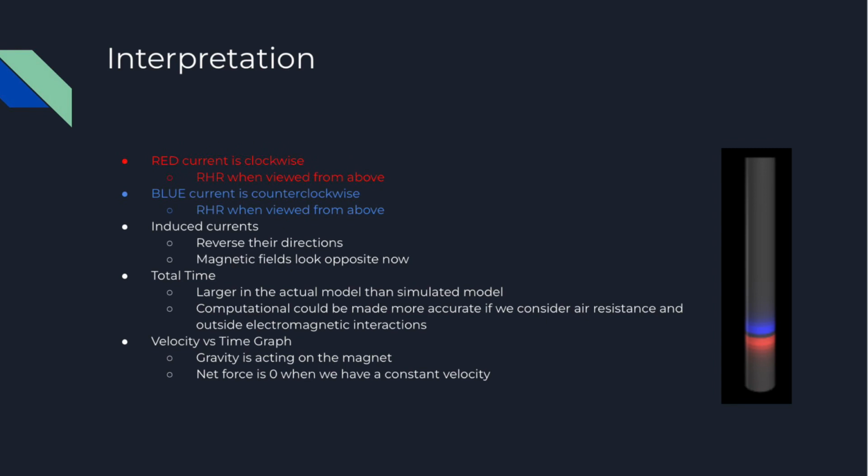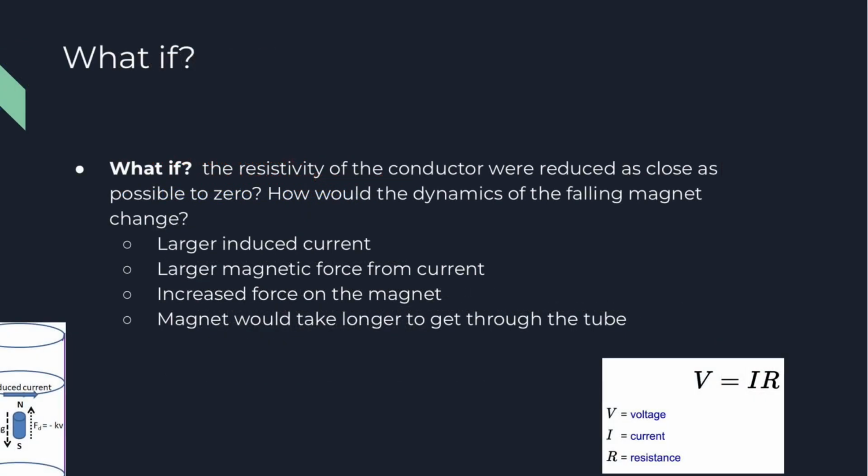In the velocity versus time graph, gravity was acting on the magnet, which is why we saw a decrease in the velocity, and the net force is 0, which we know because there was a constant velocity.